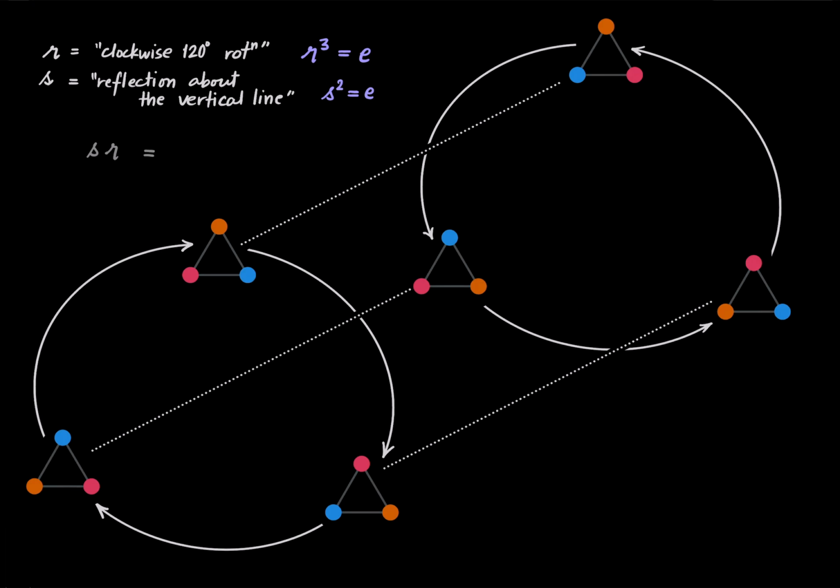So first you apply rotation and then reflection. That is the same as first you reflect and then rotate anti-clockwise. Now, one thing I should mention very emphatically is that when we write this, we may read it as SR, but really you should think of it as R first, S later.